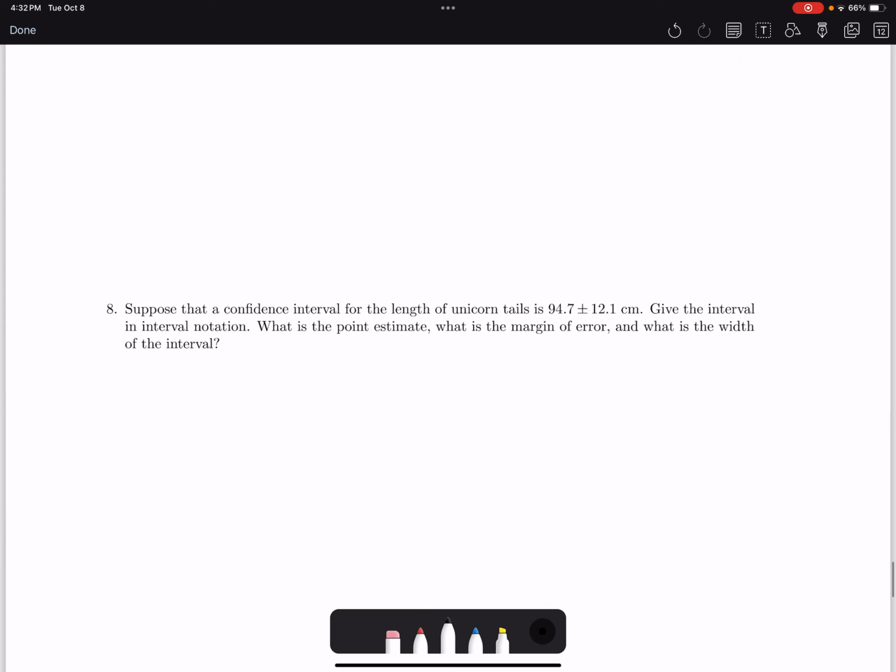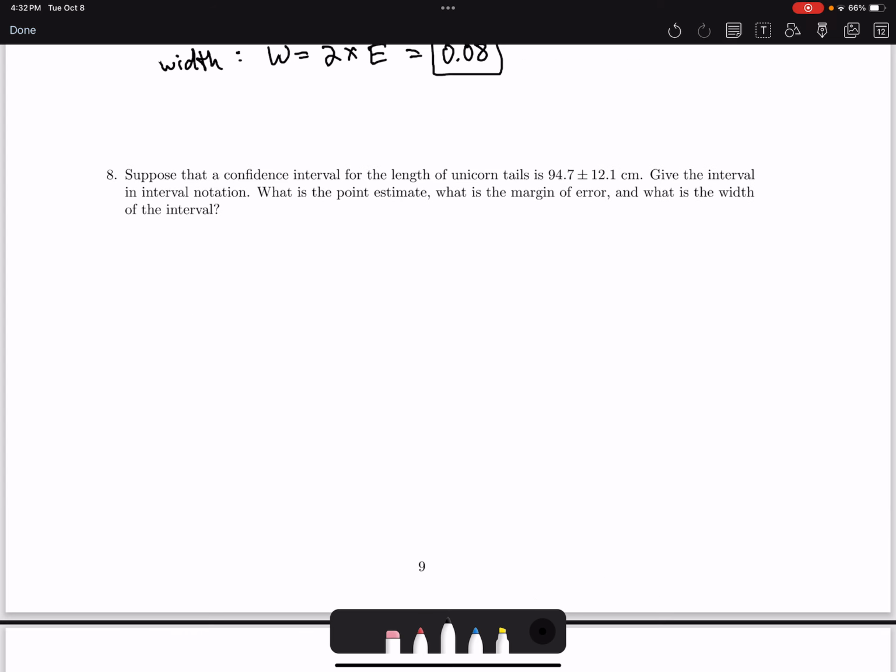Okay, let's do another one, this one with a mean. Suppose that a confidence interval for the length of unicorn tails is 94.7 plus or minus 12.1 centimeters. Give the interval in interval notation, give the point estimate, margin of error, and width of the interval.